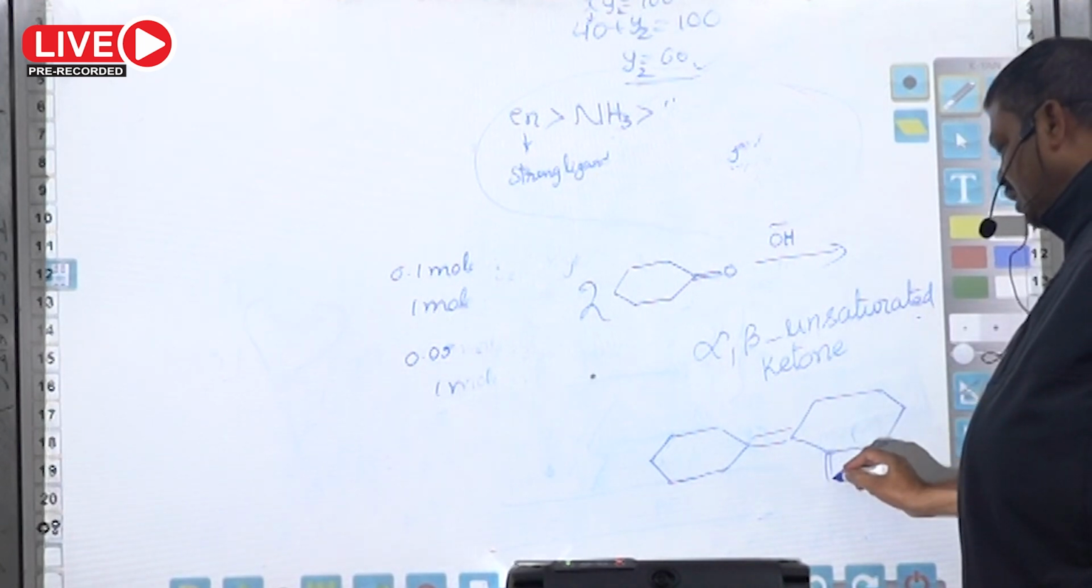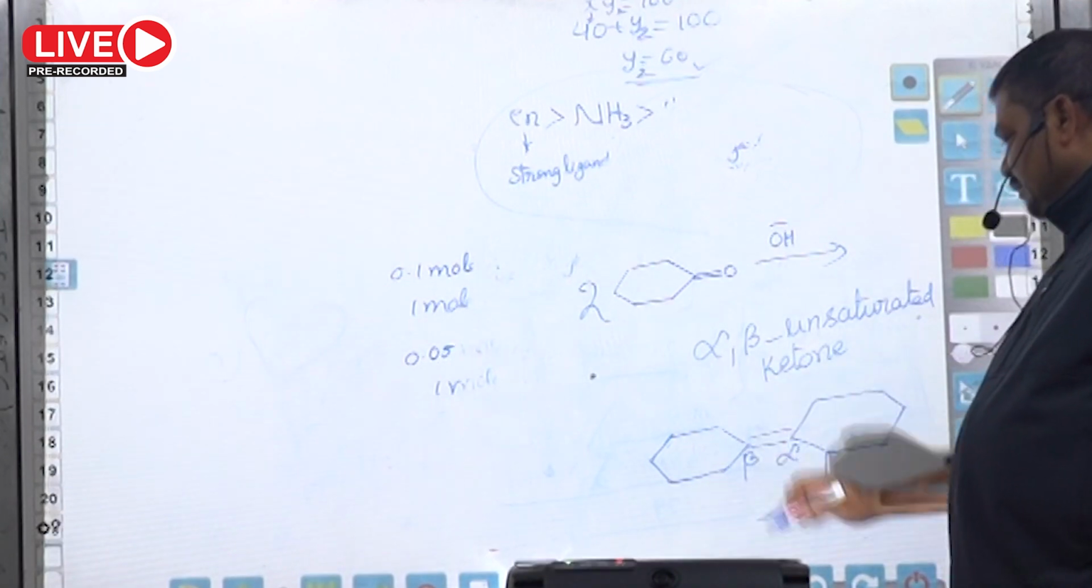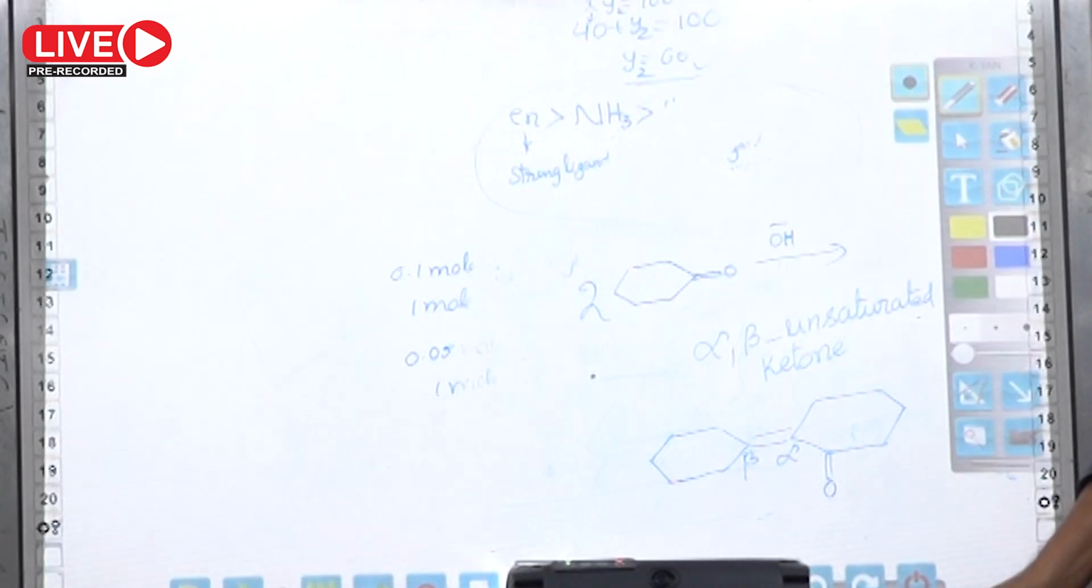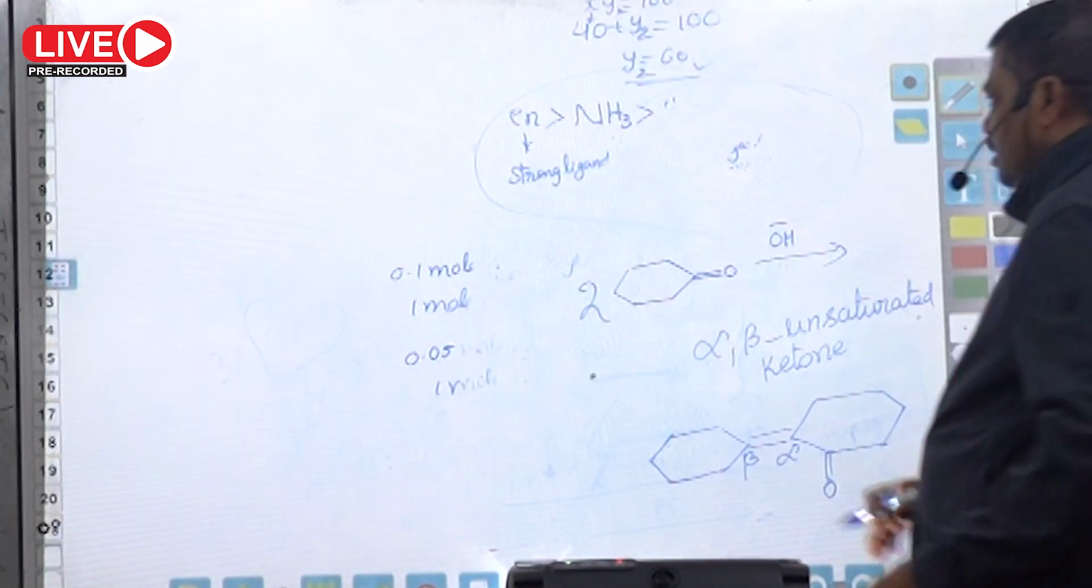The carbonyl group's adjacent carbon is alpha, the next adjacent is beta. Over, the answer is over. What is the final product in aldol condensation? Alpha, beta unsaturated. If it is a ketone, ketone. If it is an aldehyde, alpha, beta unsaturated aldehyde. For example, I will give one more.